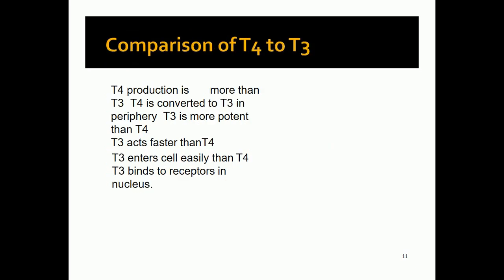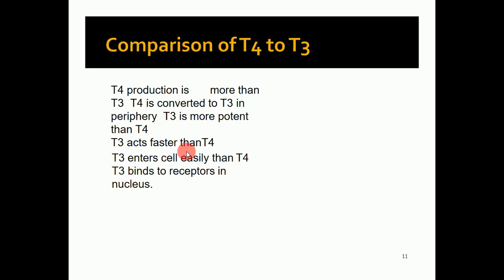hypothyroidism. Now I am going to compare T4 to T3, tetraiodothyronine to triiodothyronine. T4 production is more than T3, and T4 is converted to T3 in the periphery, while T3 is more potent than T4.